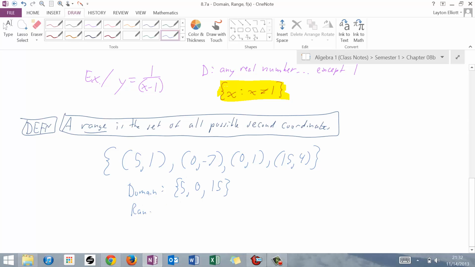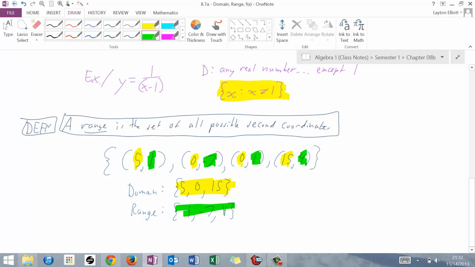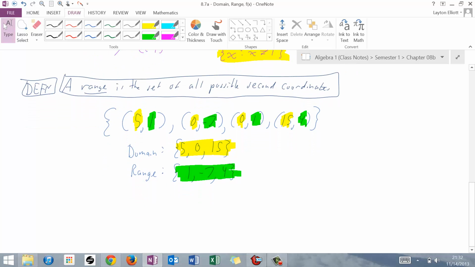My range now would be the second ones: 1, -7, I already listed 1, and 4. So it's just a listing. They don't really tell you how they're grouped, it just tells you what they are. And again, if I were to highlight, here's my domain in yellow, and here's my range in green. Highlight it all there, and then right here too. So that's domain and range.